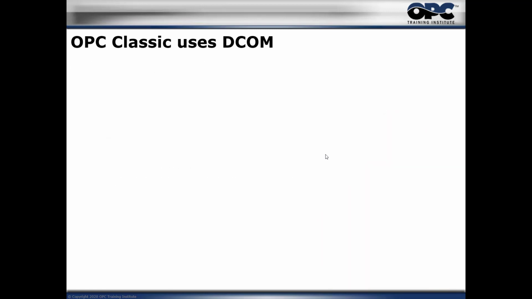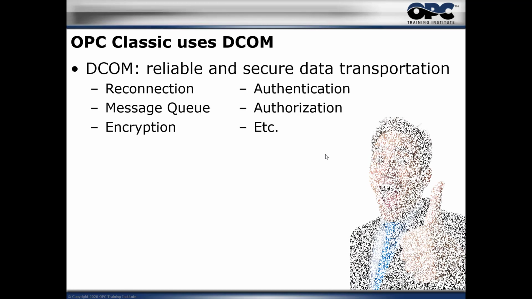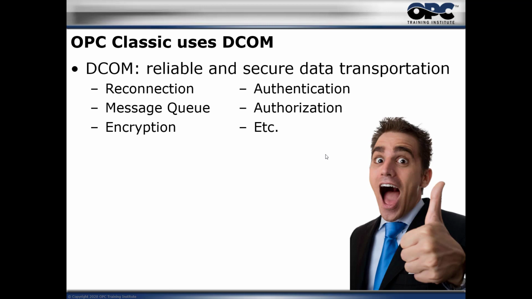Let's get going here. So OPC Classic uses DCOM. Now DCOM actually provides a very reliable and secure data transportation mechanism. That's the good news. DCOM is very reliable and very secure. DCOM is reliable. It provides automatic reconnections. It provides a message queue. It's also very secure. It provides encryption, authentication, authorization features, and more. There are actually a lot more features for reliability and for security. It is actually very reliable and secure.